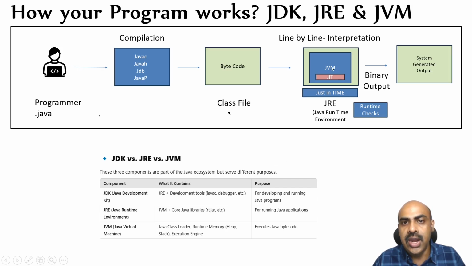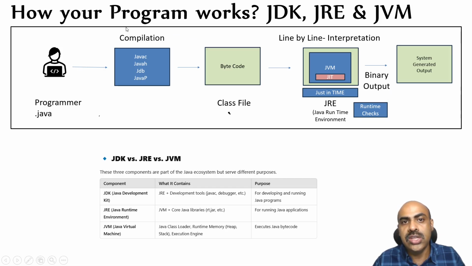So that JRE has the JVM, Java Virtual Machine. It loads the class file through something called the Java class loader into the JVM. It also has the JIT, just-in-time interpreter, which interprets the code line by line, and then it generates the output.